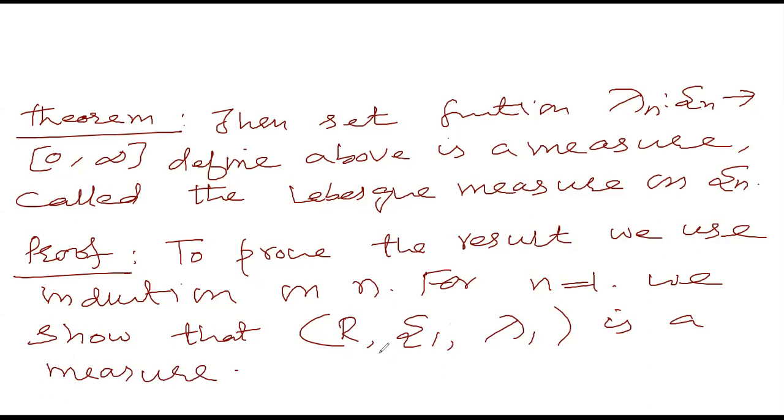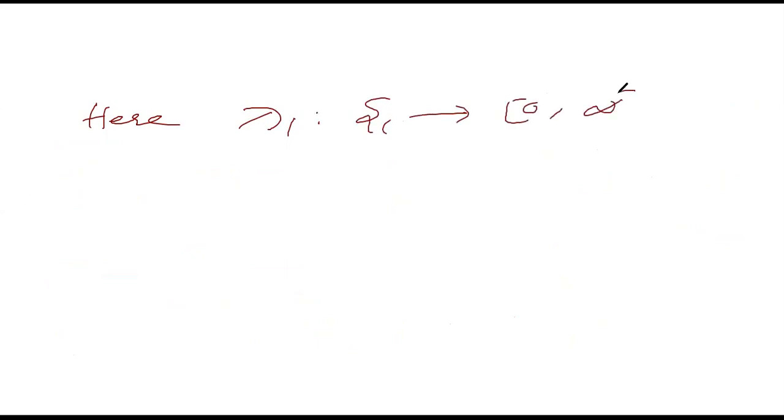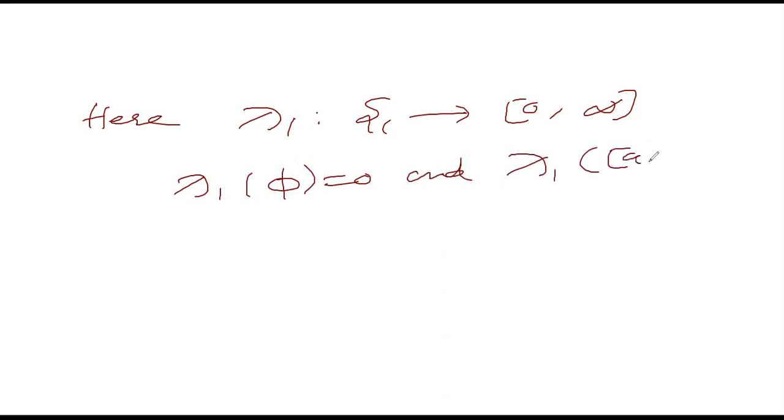This lambda 1 here is a function from S1 to 0 to infinity defined by lambda 1 of the empty set is 0 and lambda 1 of the semi-closed interval, because here the case n is equal to 1, so in the real line R it's equal to b minus a. So it has already been shown.